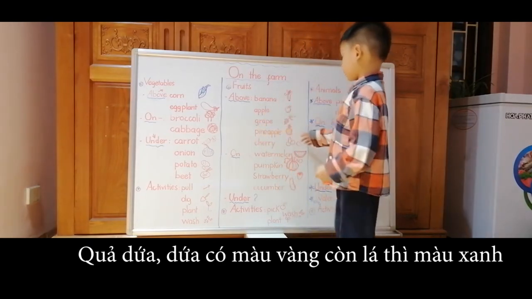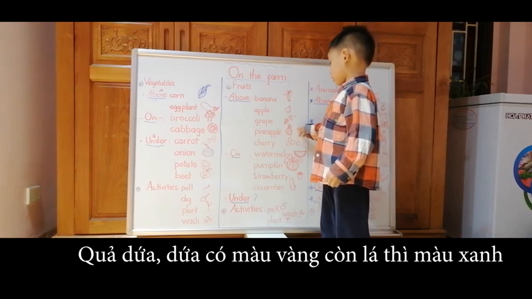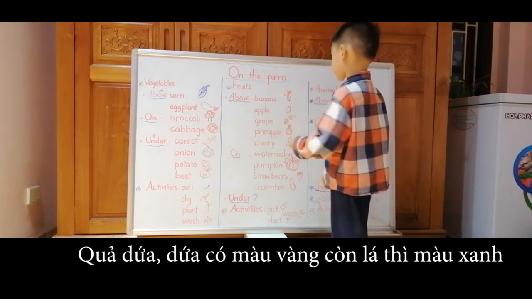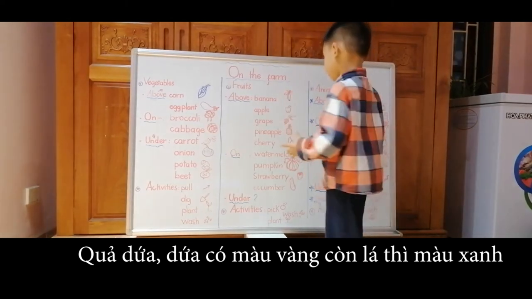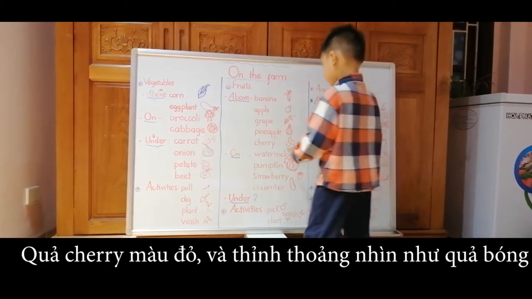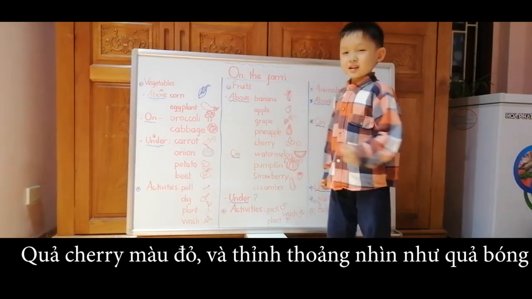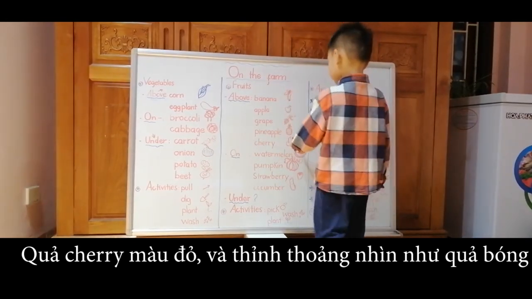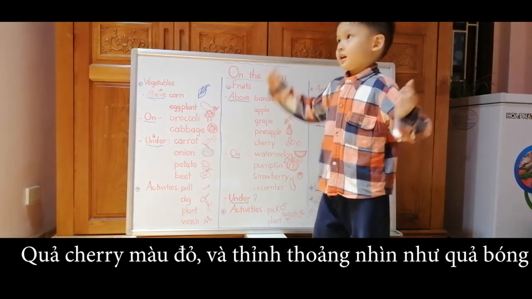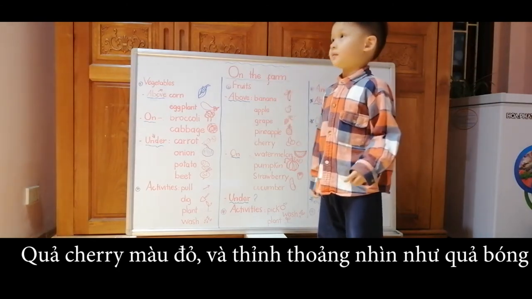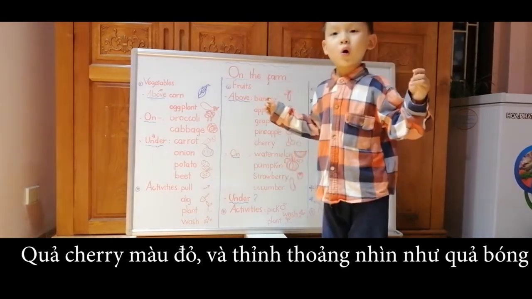Pineapple. It's yellow and it is green. Cherry. It is red and sometimes looks like a ball.